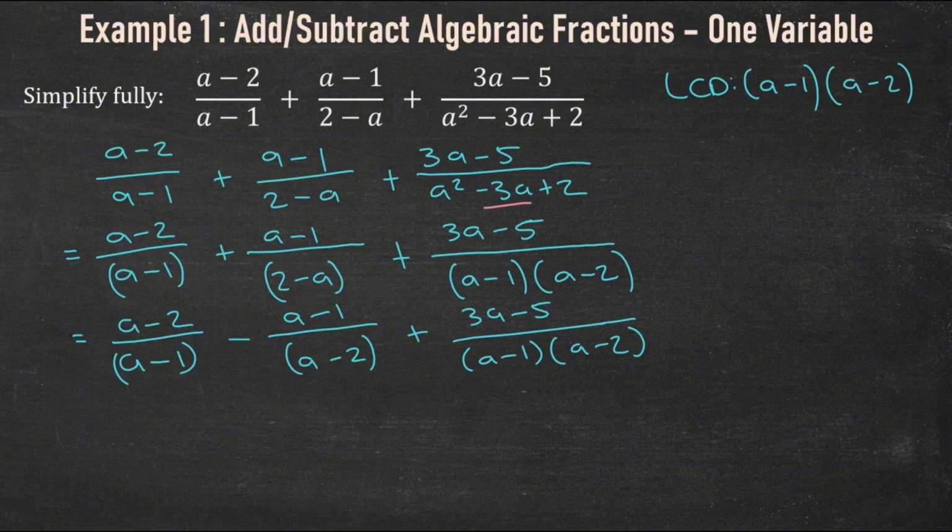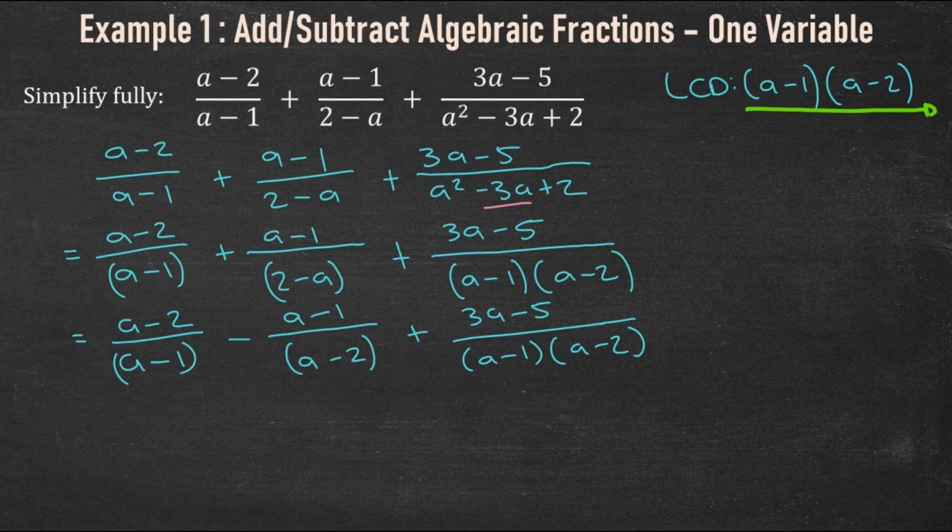Now let's have a look at the third denominator. A minus 1, a minus 2. Is this unique? A minus 1, we already have it there, so this one is not unique. A minus 2, we already have it there. This is not unique either. So that means I have established that a minus 1, a minus 2 is my LCD. So I have my lowest common denominator, or the LCD.